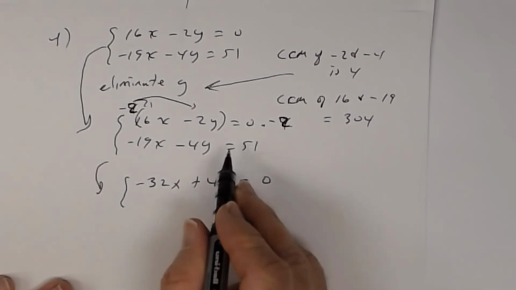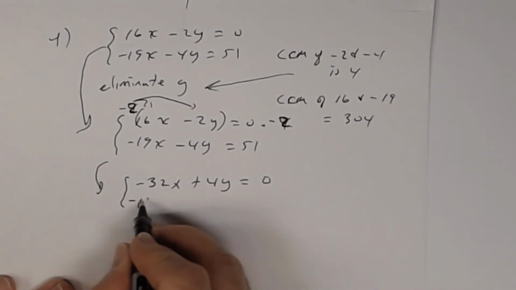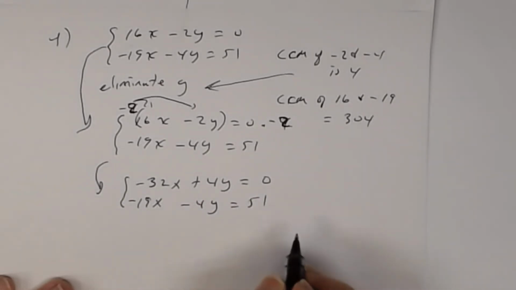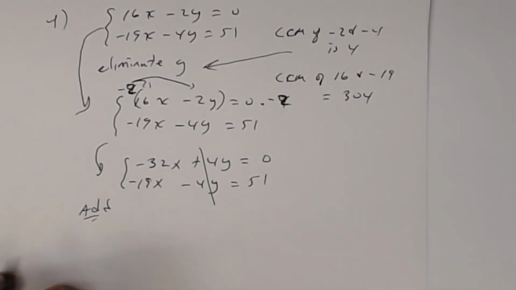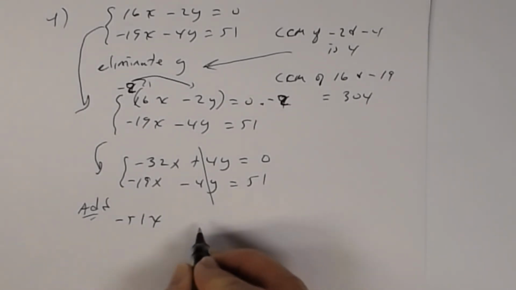The second equation, I didn't multiply anything by because I already had a negative 4. So negative 19x minus 4y equals 51. Now we can add, right? Because these are now opposites. So when I add them, negative 32x and then a negative 19x will give us a negative 51x equals, and then 0 plus 51 is 51.